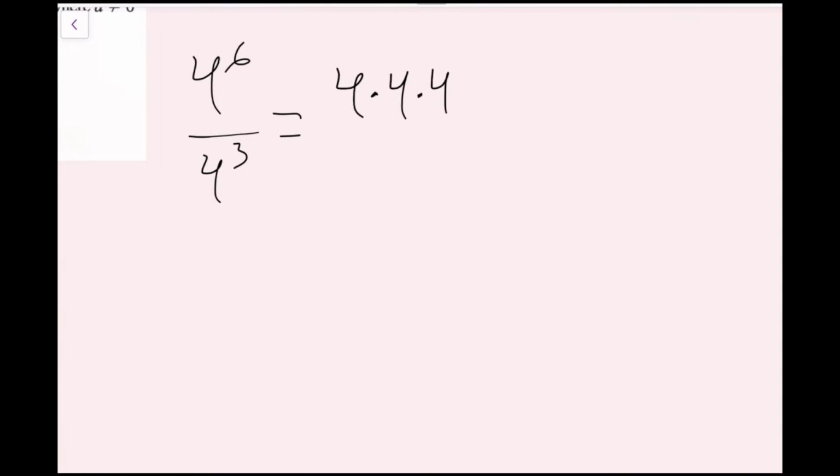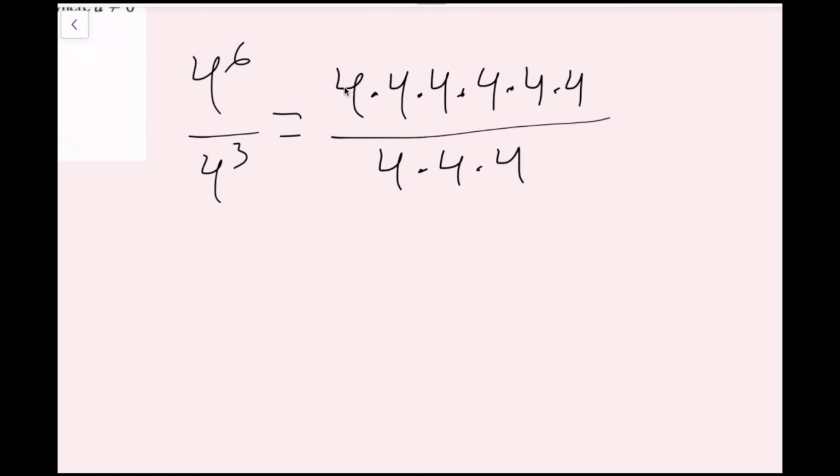So for that example, we have 4 to the 6th over 4 to the 3rd. Well, that's the same thing as 6 4s being multiplied, 4 times 4 times 4 times 4 times 4 times 4, over 3 4s being multiplied, 4 times 4 times 4. Well, if you think about it, since I have a 4 here on the top of the fraction and a 4 here on the bottom, I can cancel these out. Well, I can cancel these out too, and cancel these out. So all I'm left with is just 3 4s being multiplied. Okay, so basically what I'm doing is I'm canceling out however many I can on the top and on the bottom, and I'm left with 3 4s on the top of this fraction. So that's just 4 to the 3rd power, and that's why that property works.